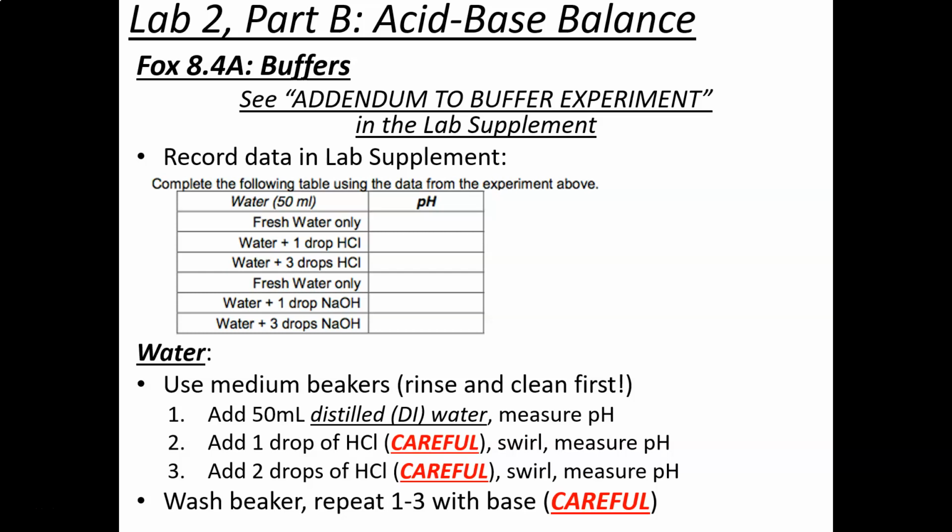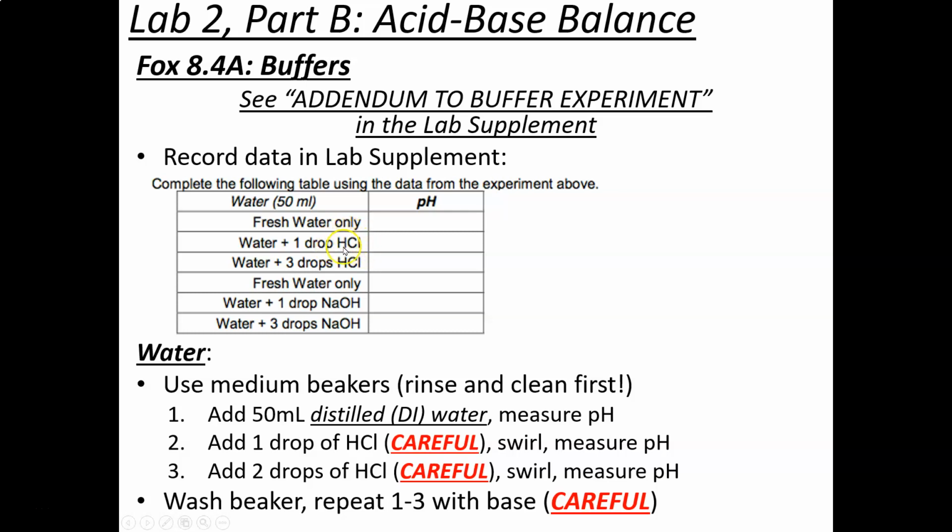There are some contamination factors if you didn't clean the beakers well, but theoretically you should be pretty close to 7. So you'd measure the pH, and then you'd put a drop of HCl in the water. Now HCl, hopefully you recognize as an acid.